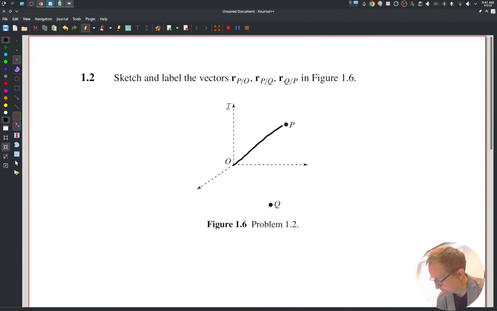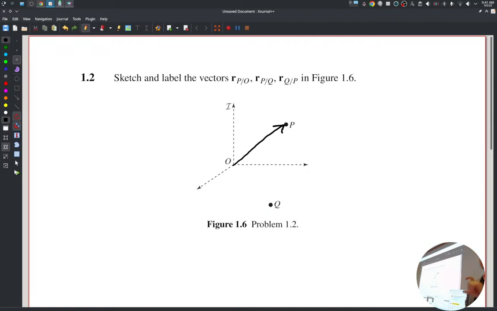I'm pretty sure every textbook that you've had should say the head of the vector with respect to the tail. There might be math books that switch it because why not? But I'm pretty sure every single physics textbook that I've looked at is always destination with respect to origin. Cool.